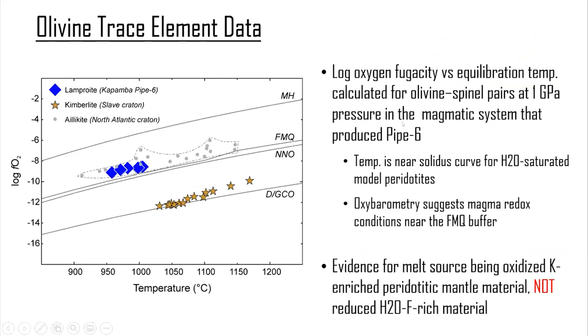An investigation of the log oxygen fugacity versus the equilibration temperatures calculated for the olivine-spinel pairs found in these rocks shows that this equilibration temperature, firstly, which sits here, lies near the solidus curve for hydrated metaperidotites, while also suggesting that the magma redox conditions are akin to the fayalite-magnetite-quartz buffer, which is similar to what is seen for melts produced by incipient lithospheric thinning at the North Atlantic Craton, but different for kimberlite eruption at the Slave Craton.